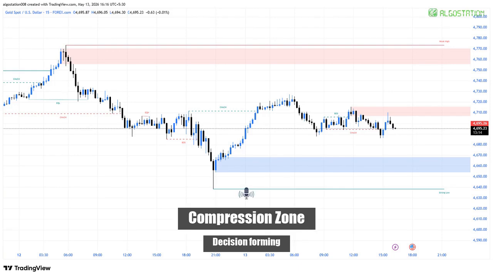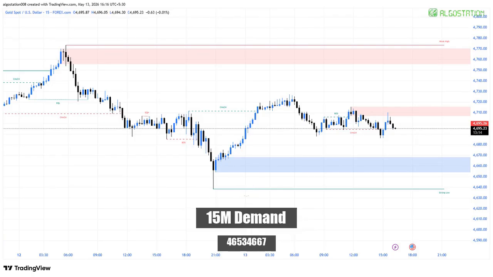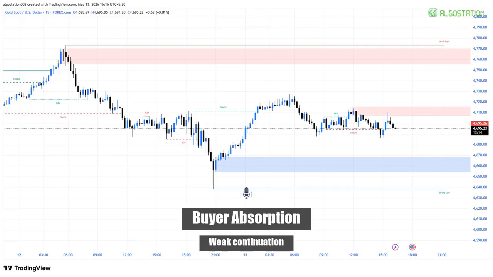After the sweep, structure shifted internally with a clear change of character. Current candles show compression, smaller bodies, and reduced momentum. Equal lows are now forming underneath price. This is clear sell-side liquidity. Below equal lows sits fresh demand, likely serving as the first downside objective. Momentum is no longer impulsive upward. Instead, buyers appear absorbed every time price revisits supply.